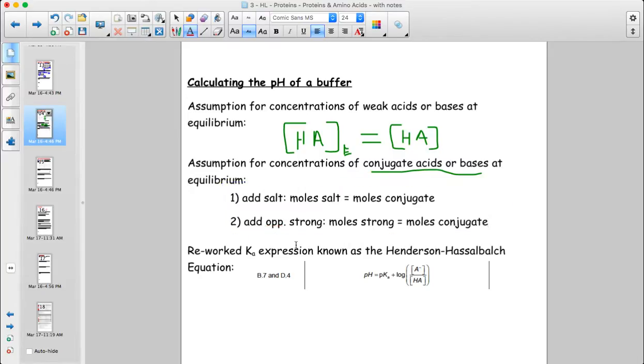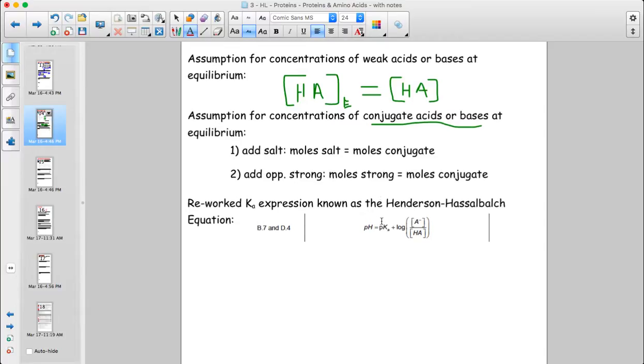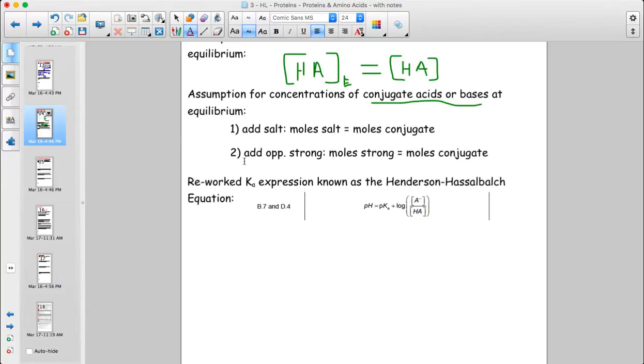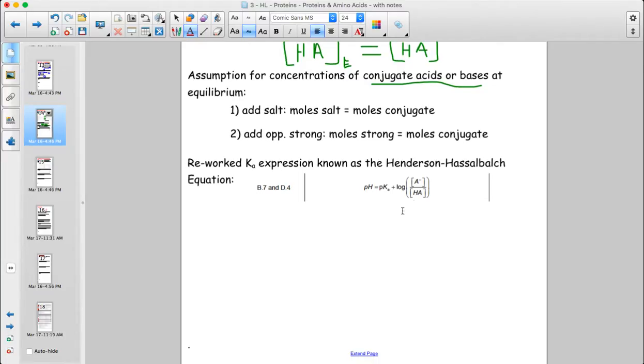Now, you can just use the original Ka expressions like we always have, and solve for pH that way, but you can also use a reworked version of the Ka expression known as the Henderson-Hasselbalch equation. This is in the data booklet under B7 and D4, so it's a little bit later on in the data booklet. I can show you in class how this is the exact same as the Ka expression. It's just a little bit more convenient for buffers. So if you're doing a buffer calculation, you can look up the pKa value in the data booklet.